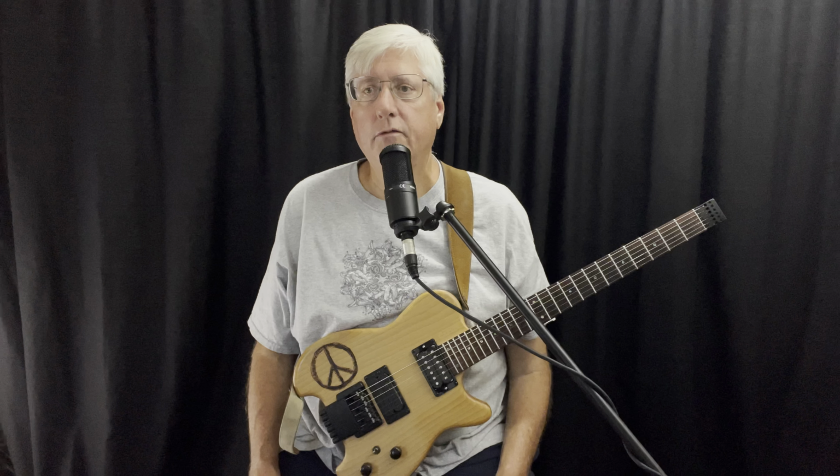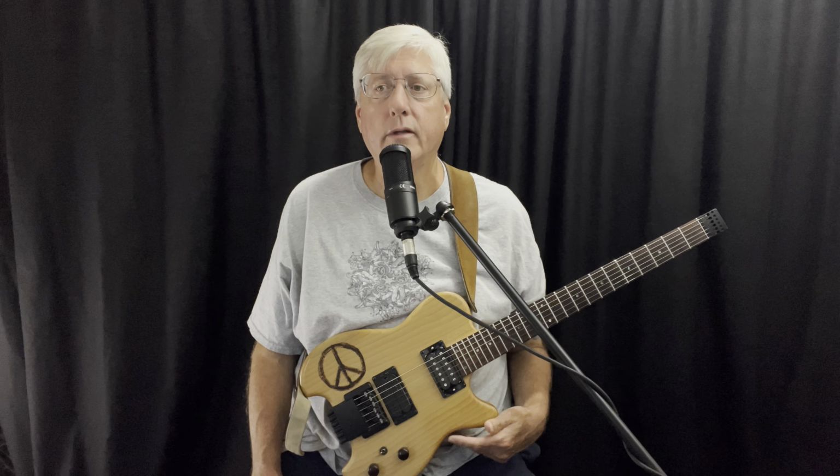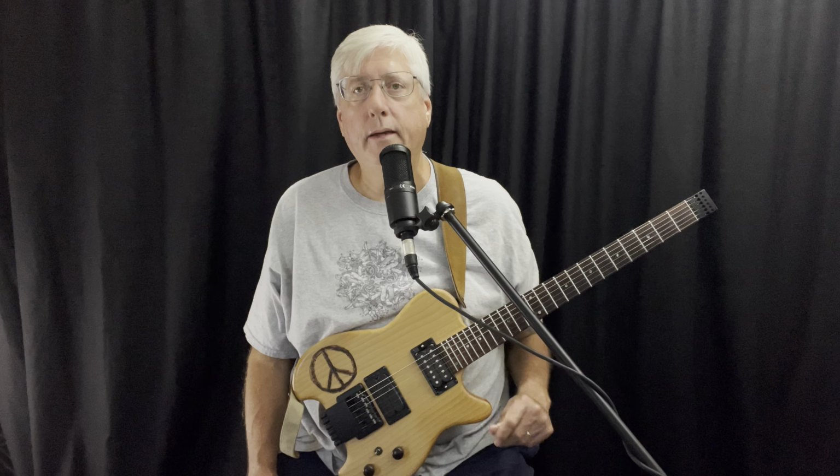Similarly, at the end of measure 7, the G7 going into measure 8, the C major 7, the F note resolves directly to note E because F is non-harmonic to C major 7. Another way of saying it is that F is an avoid note, or it's just not chord sound to C major 7.